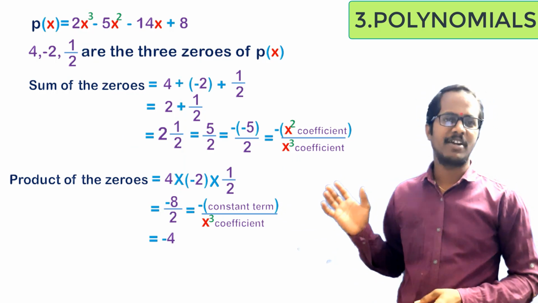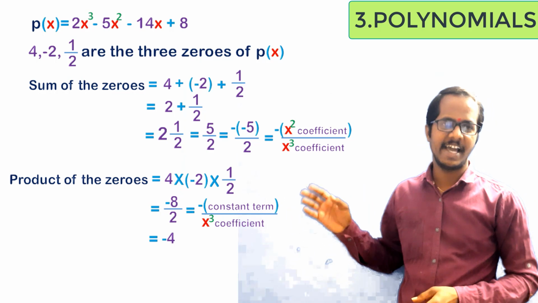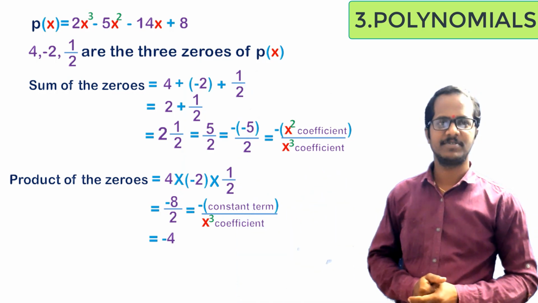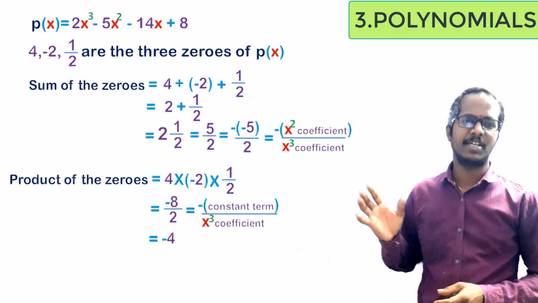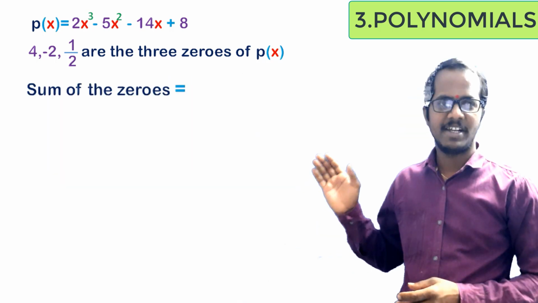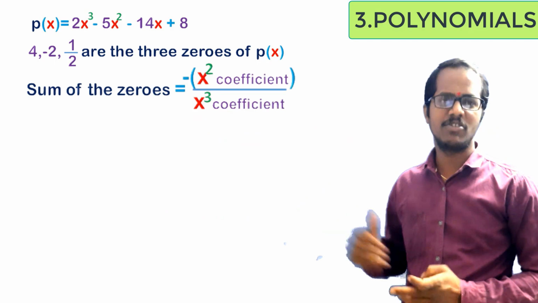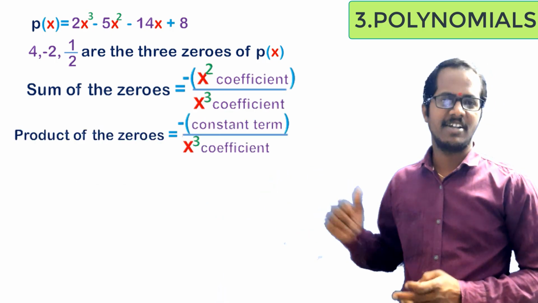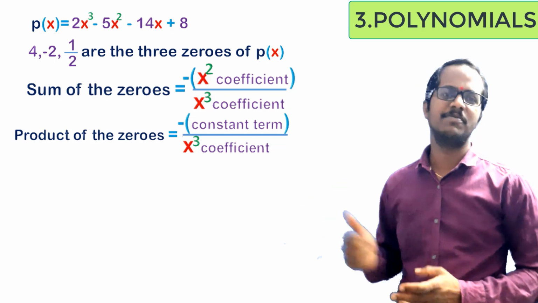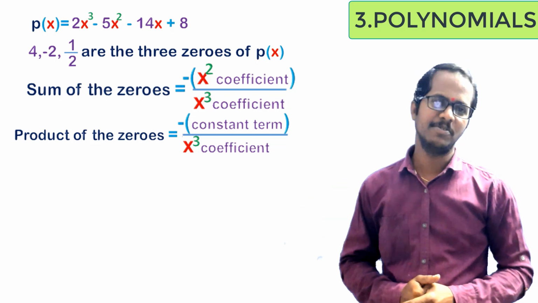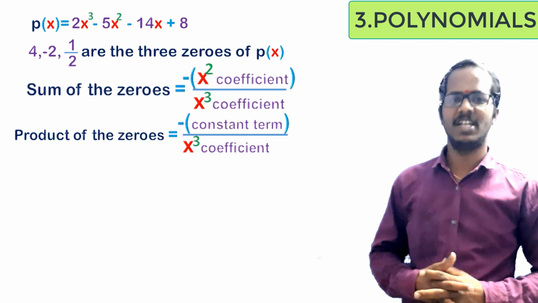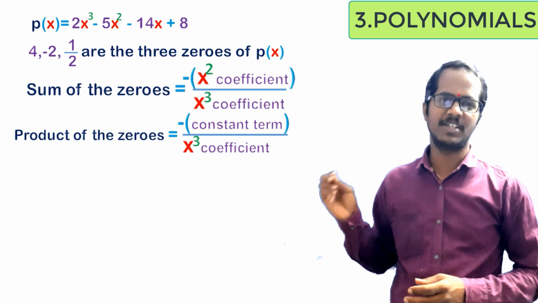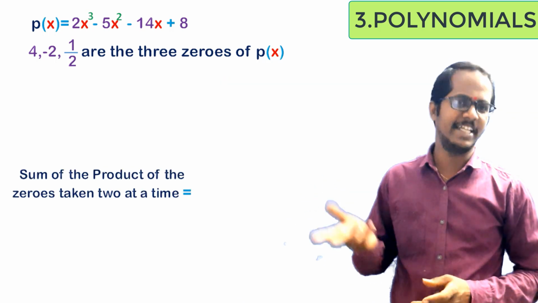So the product of the zeros we get as minus constant term by x cube coefficient. So the sum of the zeros we get as minus x square coefficient by x cube coefficient, and the product of the zeros we get as minus constant term by x cube coefficient. Now here we can get one more relation also, that is the sum of the product of the zeros taken 2 at a time.